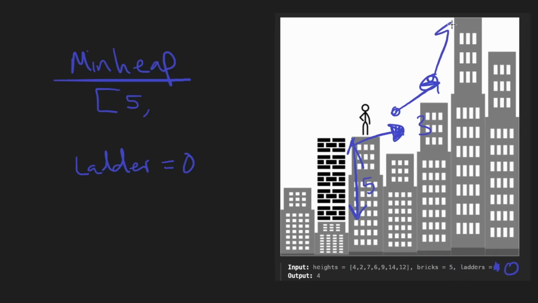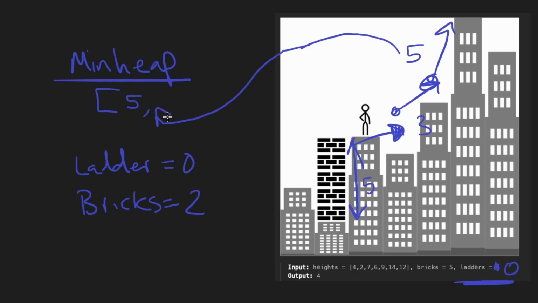So here, the height difference would be 5. Since we used 3, we'd have 2 bricks remaining. And to get this height difference of 5, we'd check, we don't have any ladders remaining. So maybe we can check if this height is greater than the minimum from the min heap. It's not though, since they're equal. So it wouldn't make any sense to use the ladder here versus having used it there.